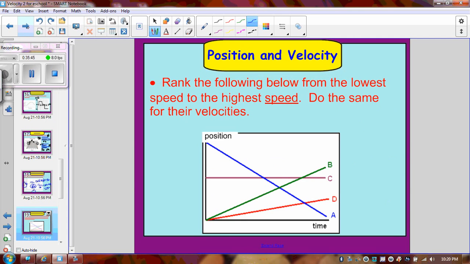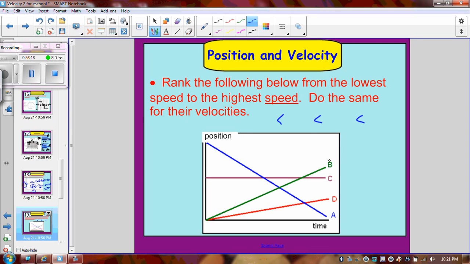Finally, let's look at one last practice. In this picture, you have a position versus time graph and 4 objects labeled A, B, C, and D with their respective slopes. The question is, rank the following from the lowest speed to the highest speed. Then do the same for the velocities. Remember, speed is scalar, so we're only going to look at magnitude. So I'm going to go ahead and set up my greater than signs, and we're going to put in the letters going from lowest to highest.